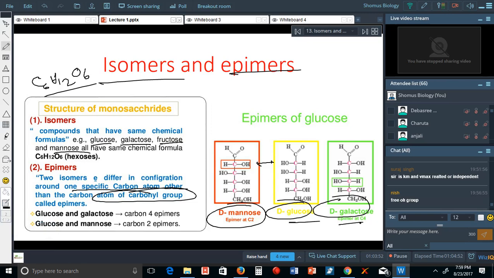The same thing, the epimers at C4, glucose and galactose. They are epimers at C4 because carbon number 4 is different. As you can see, H left, OH right for glucose, OH left, H right for galactose. Those will be known as epimers. So the epimers at carbon 4 are glucose with galactose, and at carbon 2, mannose with glucose.